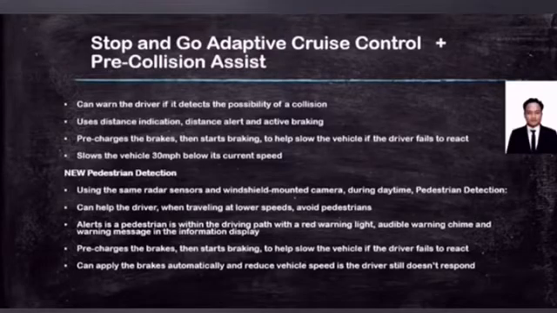So the system can warn the driver if it detects the possibility of a collision. The system uses distance indication, distance alert and active braking. During adaptive cruise control and pre-collision analysis, the brake will be in standby mode. If the driver fails to react, then the brake will start to brake to help the vehicle slow down. It will slow the vehicle 30 miles per hour below its current speed. This system also has pedestrian detection, where it can detect a pedestrian beside the road. It alerts the driver with a warning light and audio warning. Then the system will slow down as in the previous procedure.